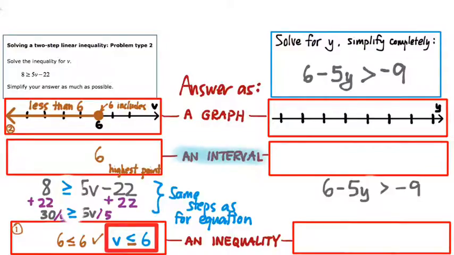And so we have a specialized piece of notation that we use to indicate that. We'll put a square bracket next to the 6. So this square bracket says that we're including 6. It includes 6 itself.